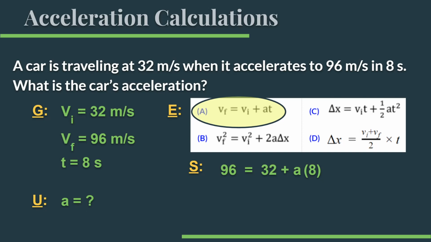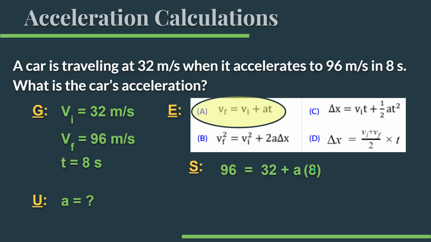Okay, so now from here, I have to solve. That's the last S in the GUESS method. So we're going to do the algebra. Speaking of algebra, looking at this equation, obviously I need to solve for A. 96 equals 32 plus 8A is basically what I have. Can I add 32 and 8A together? No.